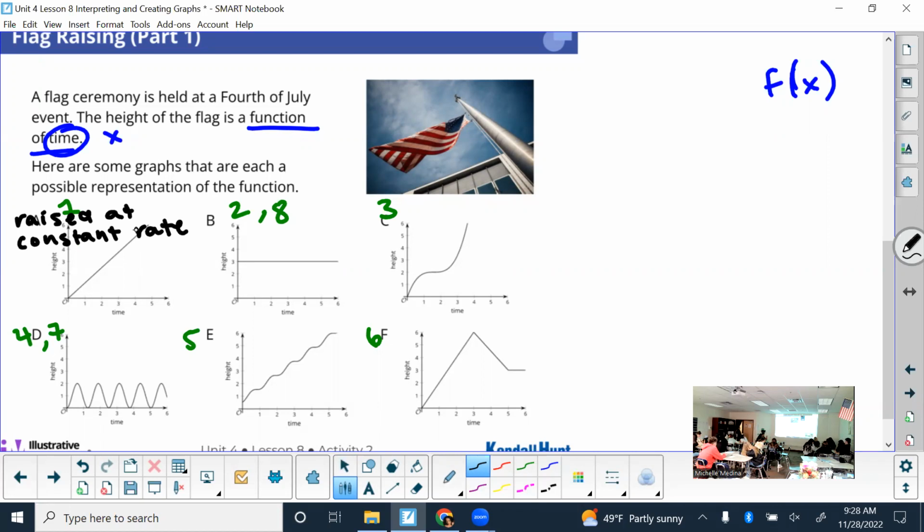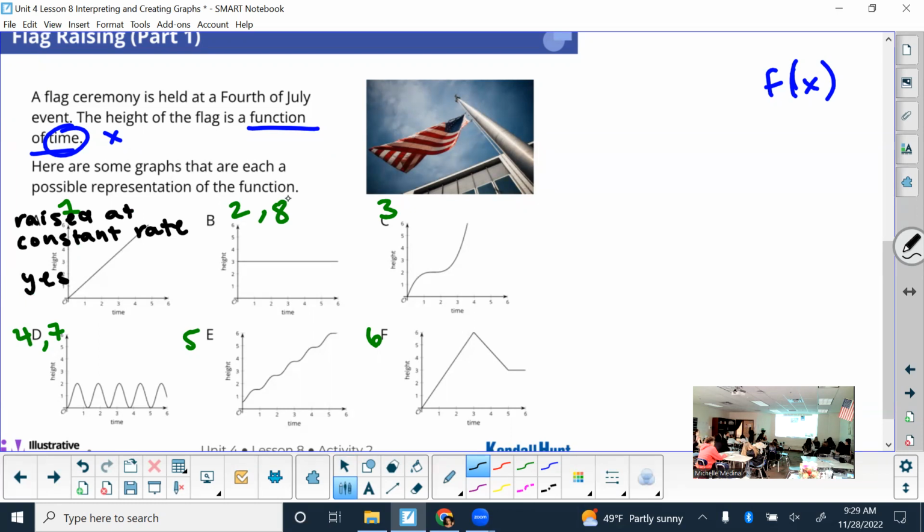Yes, I agree. We don't know what increment it is for the time. It could be seconds, it could be minutes, it could be hours, I guess, but it's probably not hours, but it's raising it at a constant rate for 6 hours, I don't know. But yeah, based on what we're given, it does seem reasonable, so I would say yes. It is realistic. Table 2, what would graph B tell us about the flag?